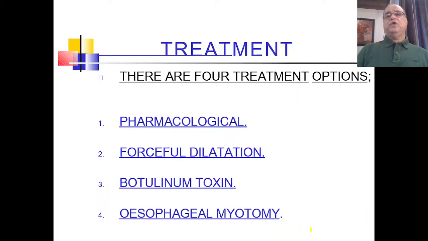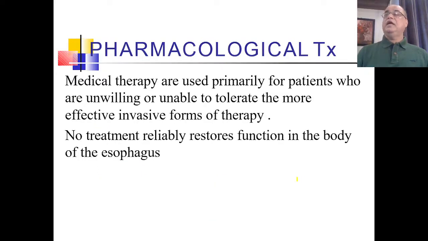In the management, we have got four options. One is pharmacological, where drugs can be used. The other one is pneumatic or forceful dilatation, or we can use botulinum toxin as an injection at the lower esophageal sphincter, or we can go surgical, what we call esophageal myotomy. As far as pharmacological treatment is concerned, medical therapy can be used for patients who are unwilling or unable to tolerate more invasive procedures for therapy.